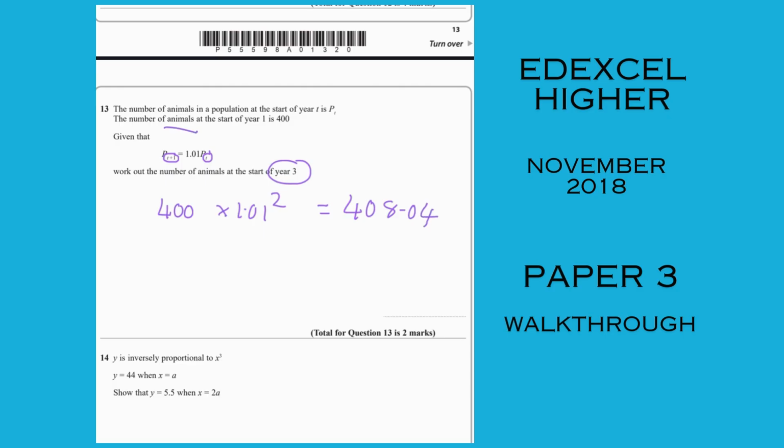408.04, but because it's animals, nearest whole number.